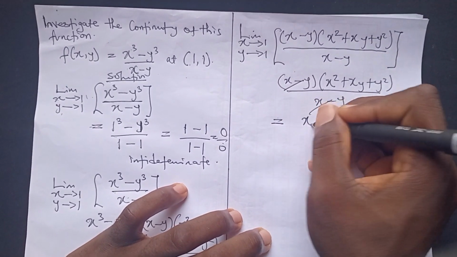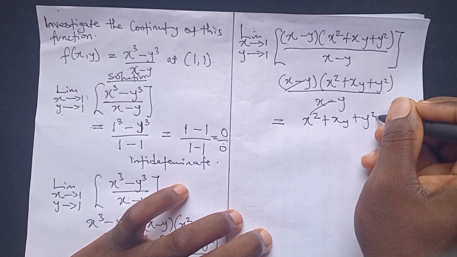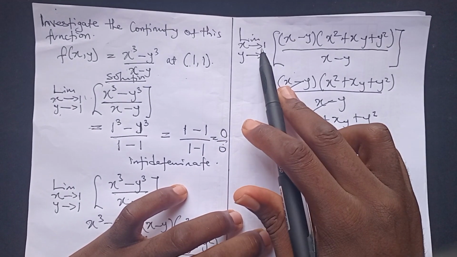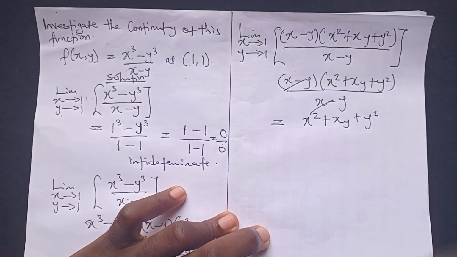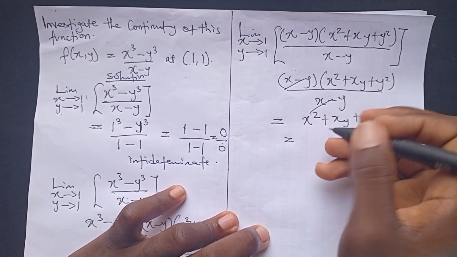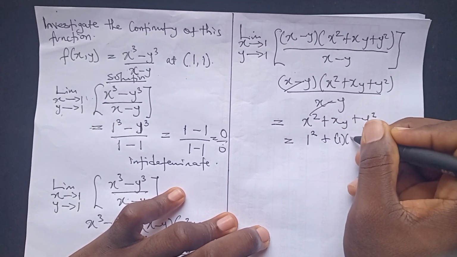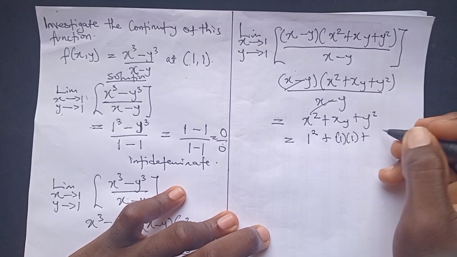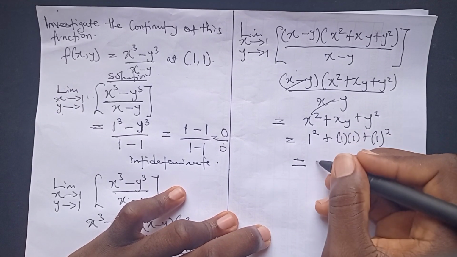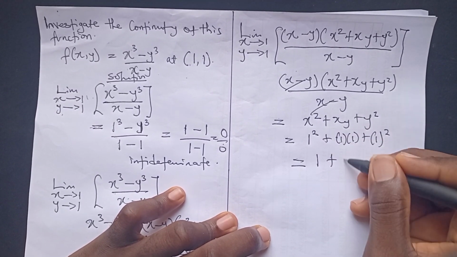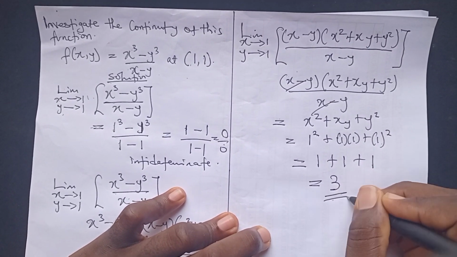And we are left with x squared plus x y plus y squared. Remember, we are taking the limit of this function when x tends to 1 and when y tends to 1. So you substitute the value of what x tends to and what y tends to. So this is equal to 1 squared plus 1 times 1 plus 1 squared. This is equal to 1 squared is 1, plus 1 times 1, 1, plus 1 squared is 1. So our answer is 3. This is the answer and it is determinate.